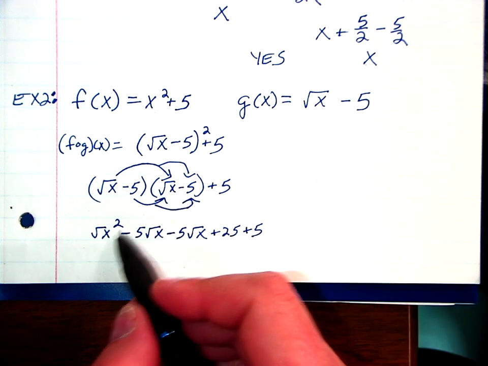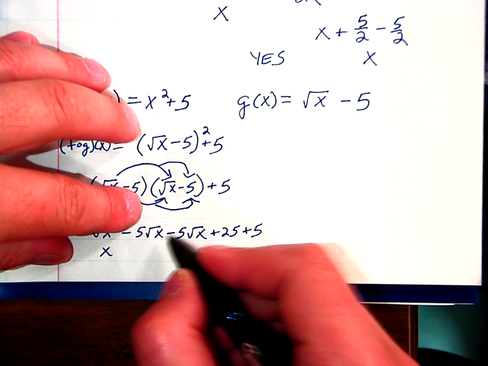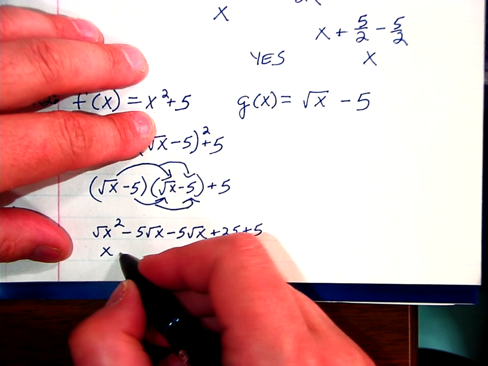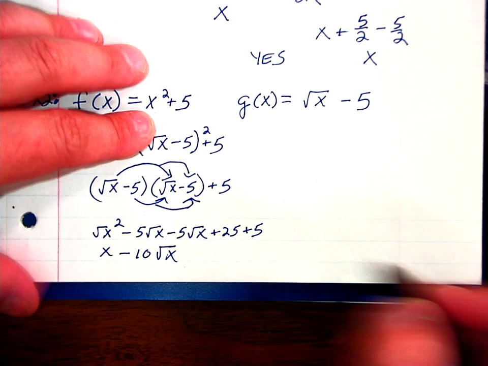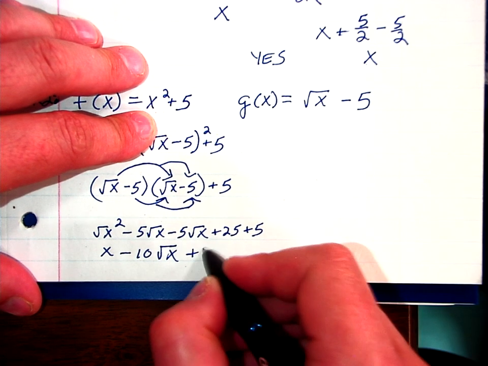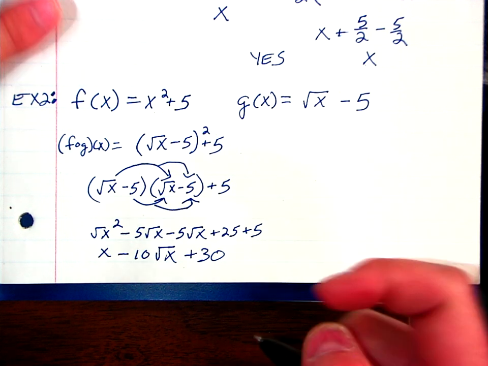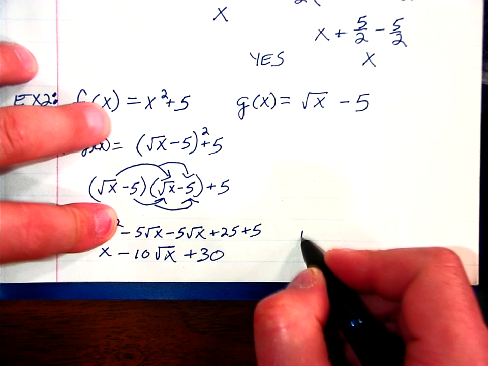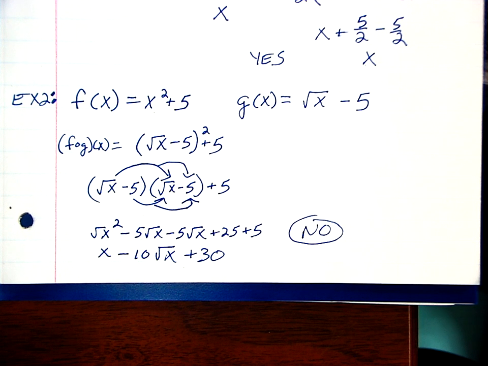All right, what's the square root of x squared? Just x. Good job. Negative 5 square root x minus 5 square root x is negative 10 square root x. And 25 plus 5 is 30. Annalise, can I simplify that any more? Just say yes or no. No, I cannot. So, do I need to go any further? No. So my final answer for this problem is or no.